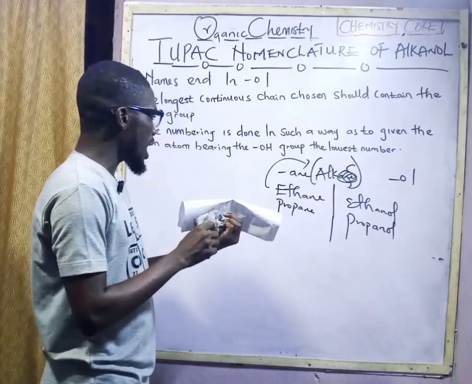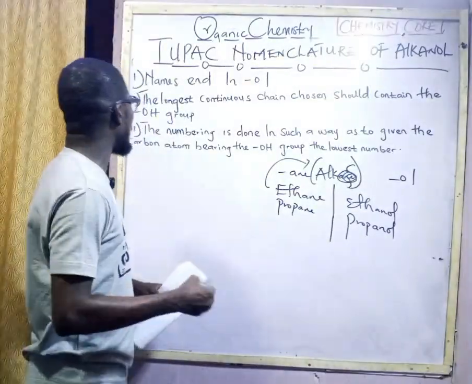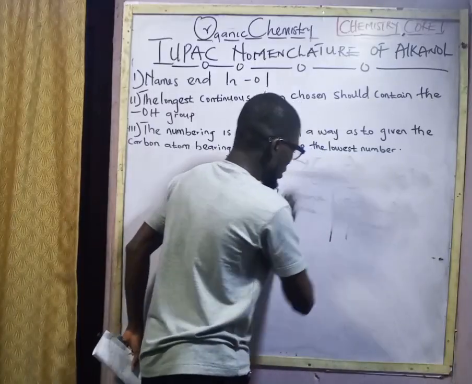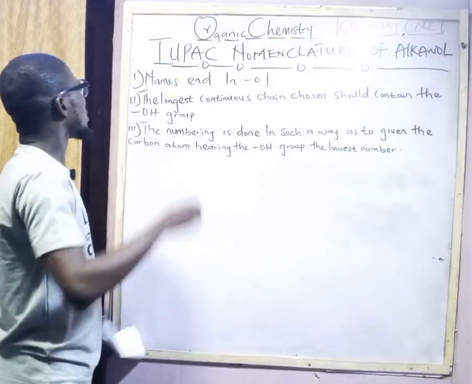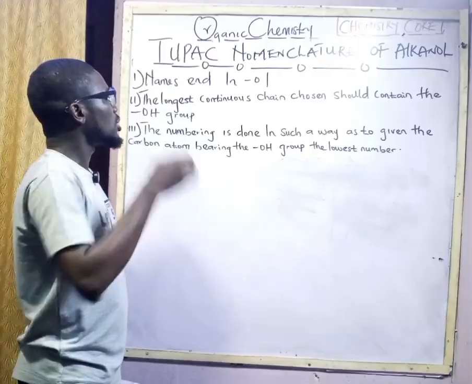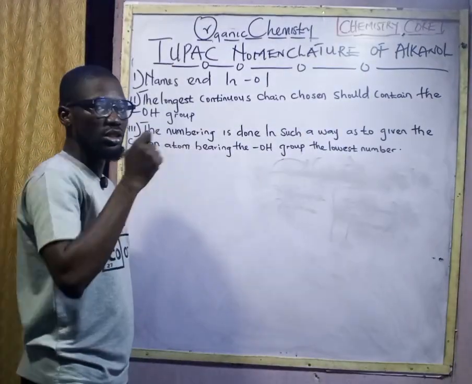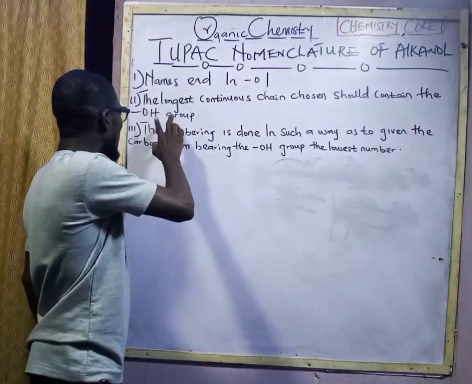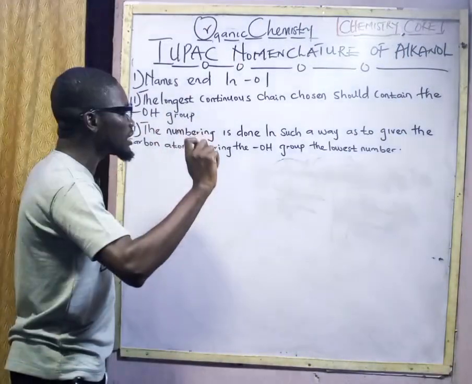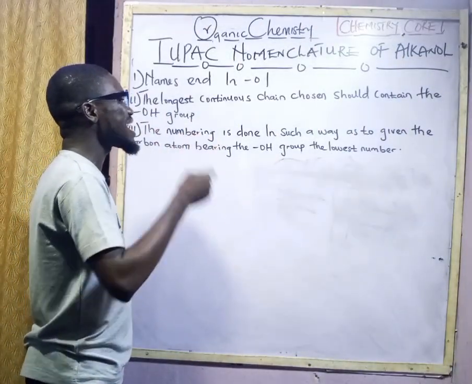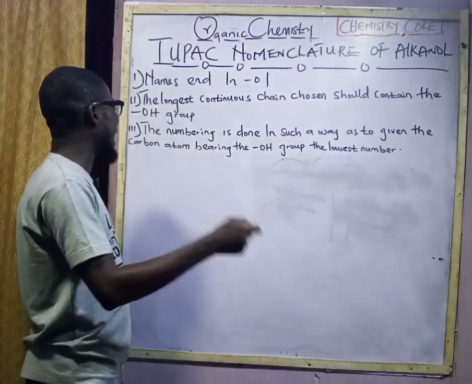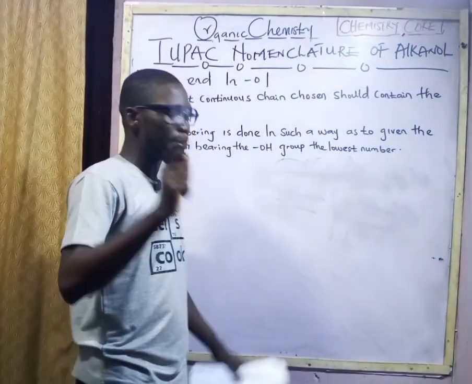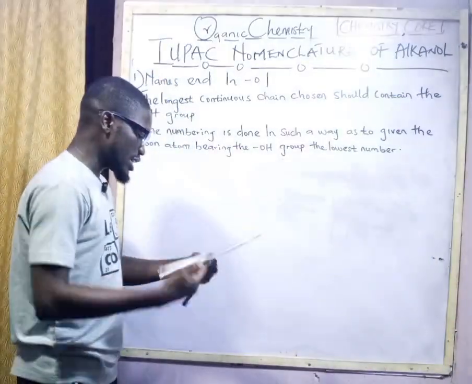Are you with me, guys? But that is not where we are heading to tonight. Come closer. The rule number 2 states that the longest continuous chain chosen should contain the OH group. So when we start the naming, I will revert back to this number 2. The last one is the numbering is done in such a way as to give the carbon atom bearing the OH the lowest number. What do they mean by that? Let's take a look at these examples.